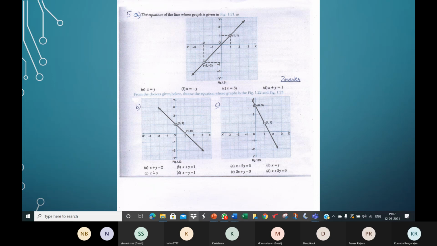Of the three graphs, for the first graph the correct option is A, x is equal to y, because you can see the points on the graph, -2, -2, 0, 0, 1, 1. So x is equal to y for this one. Ma'am, for figure 2, the answer is x plus y is equal to 1, ma'am. Okay, let's see what the others have to say. B, ma'am. Okay, let's wait for the others also.